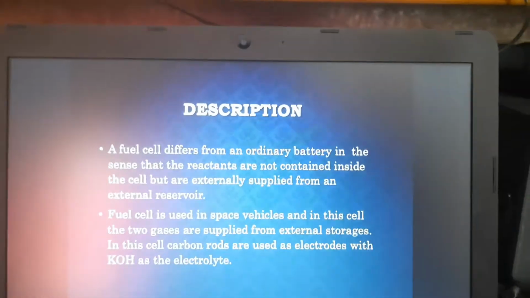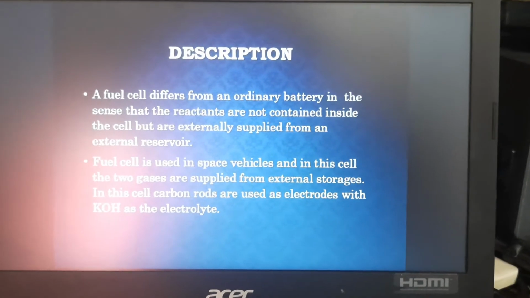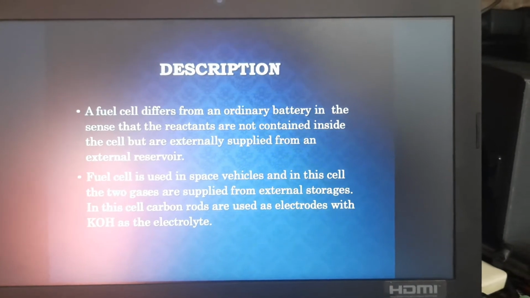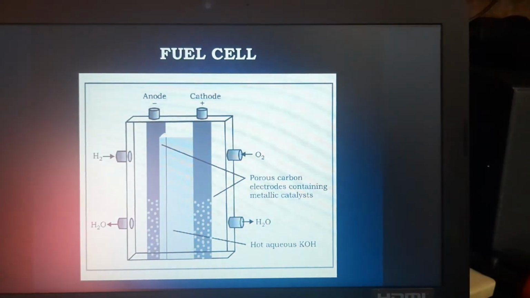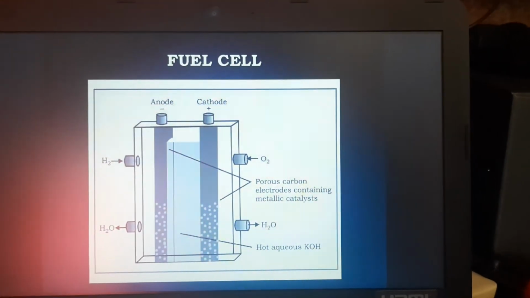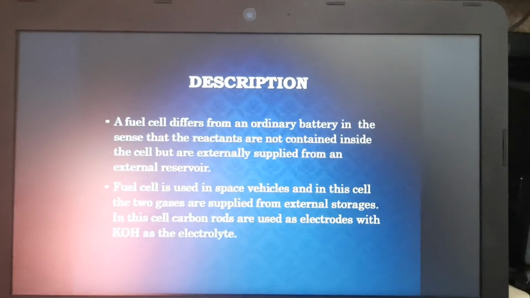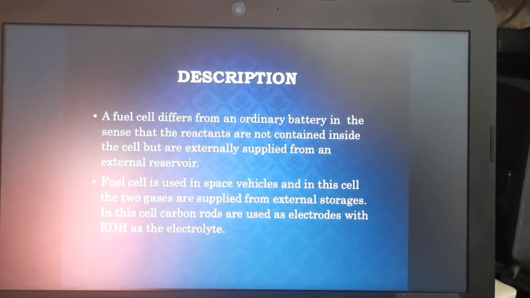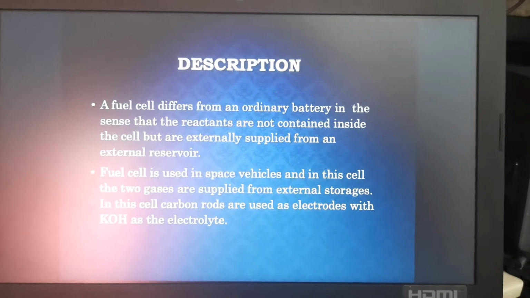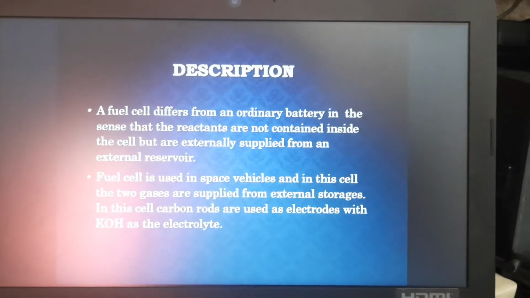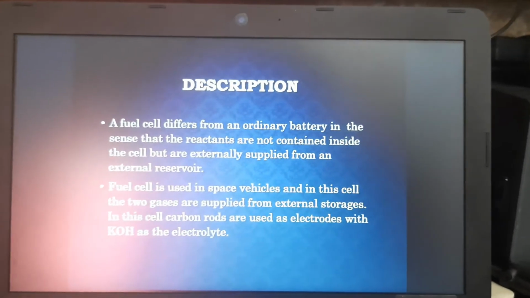So let's look at the description. A fuel cell differs from an ordinary battery in that the reactants are supplied from an external source. So they are supplied externally. Okay, so we can see in the picture that hydrogen is supplied from an external source, and oxygen is also supplied from an external source. This is the main difference between a fuel cell and a standard galvanic cell. So fuel cell is used in space vehicles, and the reactants are supplied from external storage, and here potassium hydroxide is used as electrolyte, and carbon rods are used as cathode and anode. So this is the main difference between fuel cell and all other rechargeable cells.